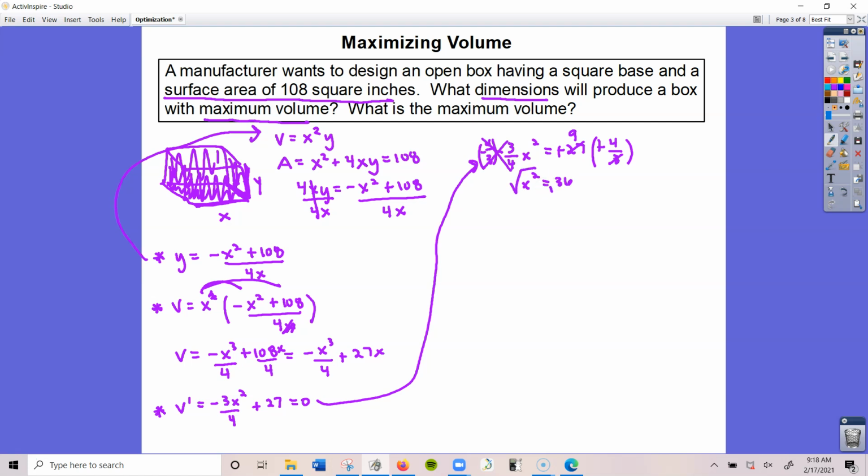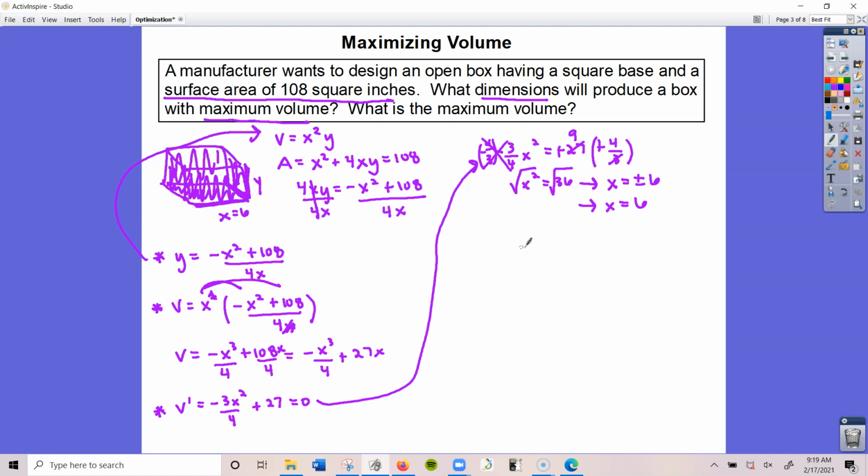So square root both sides. We get that x is equal to plus or minus 6. Now remember that what we're solving for here are dimensions. Okay, so dimensions cannot be negative. So actually, the only x value that is valid is the positive 6. And this is the base of your box here.